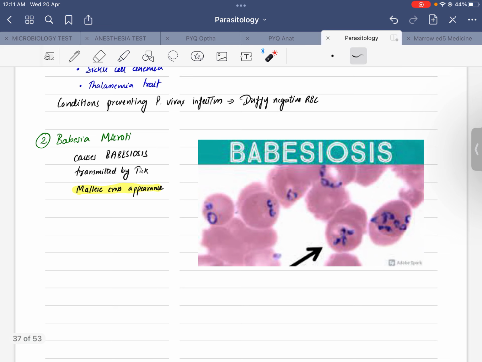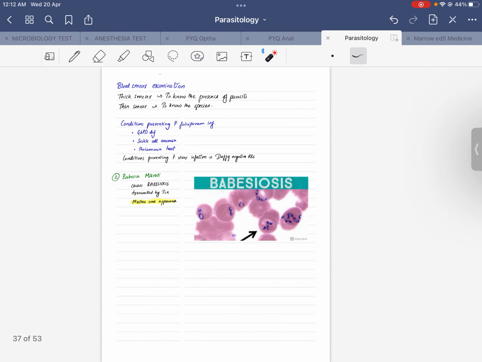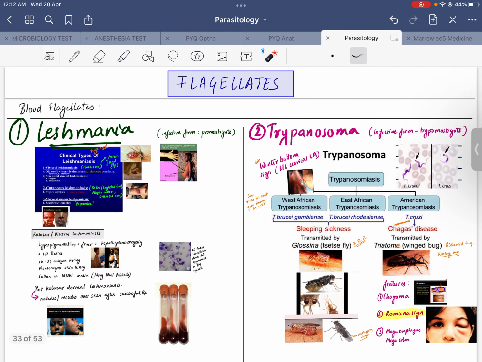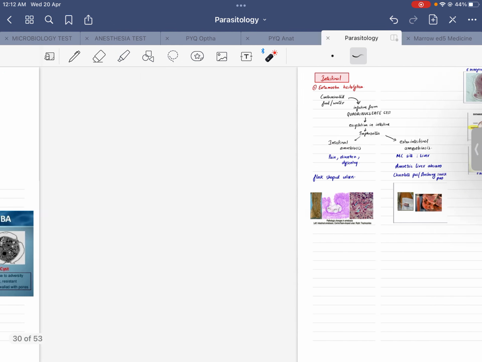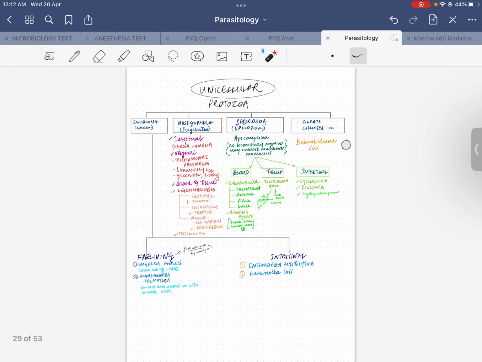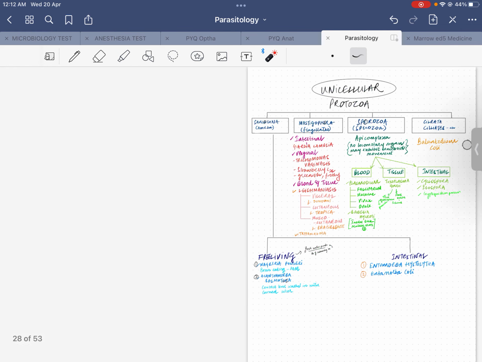Let's start with the next one, Babesia microti. This is also a blood sporozoa. It causes babesiosis, transmitted by tick. It has a Maltese cross appearance. So look at this appearance here, very important. For babesiosis, remember Maltese cross appearance, transmitted by tick. Now this was about the protozoans.